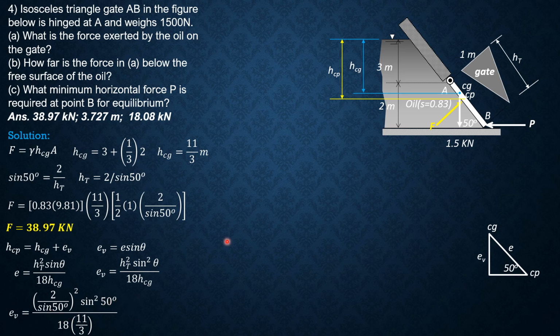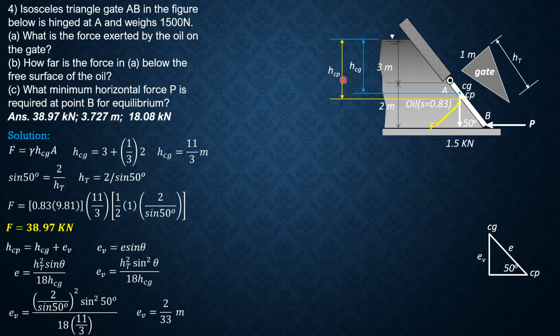same as the formula for the vertical projection of the triangle, which is 2 square over 18 H sub CG. So even if it is inclined, the angle does not matter here because it will result in the vertical projection of height of triangle square over 18 barred H, or H sub CG. So solving for E sub V, it is equal to 2 over 33 meters.